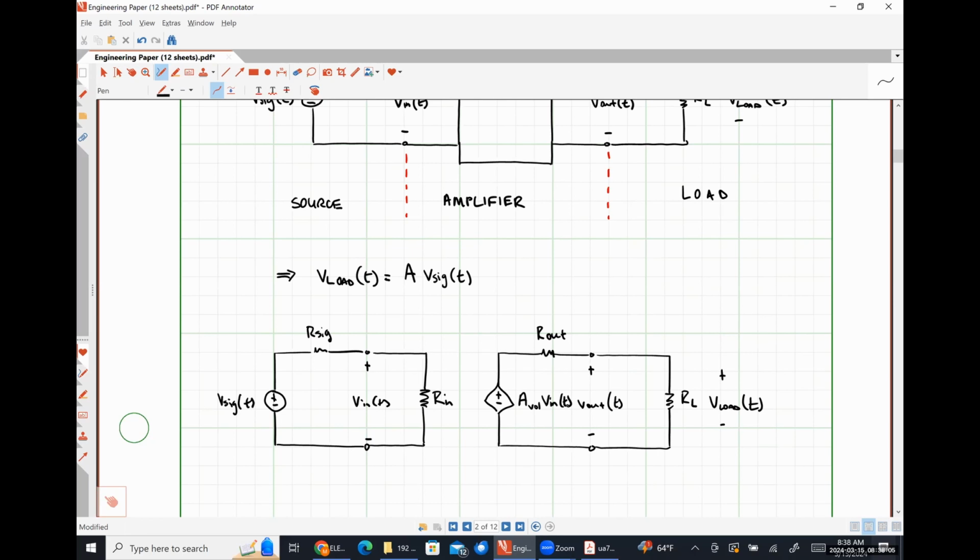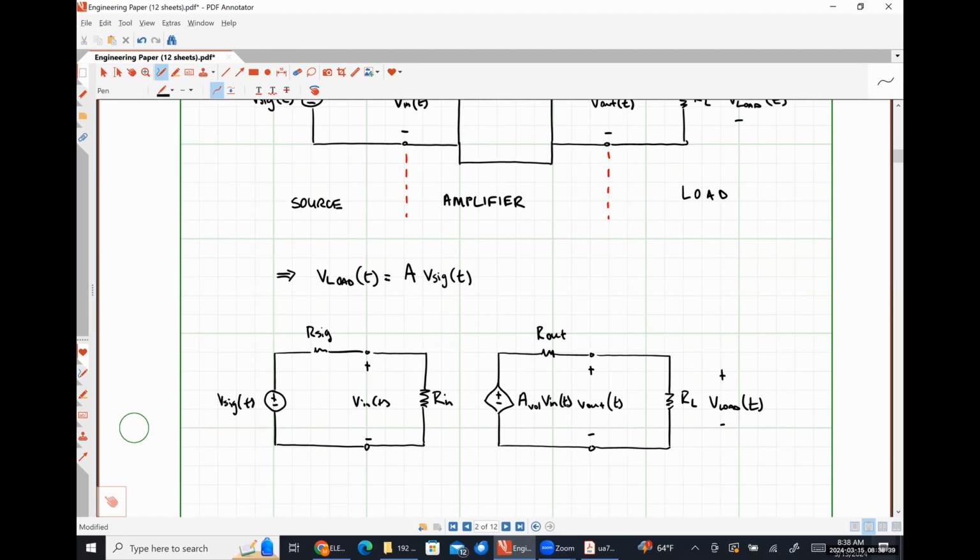So this simple model, which is called the practical amplifier model, is going to do a lot of heavy lifting in effectively all of the classes that you have where you're dealing with any type of voltage amplification. And we can do simple things like source transformations in order to turn this practical voltage amplifier model into a current amplifier model, or a transconductance amplifier model, or a transresistance amplifier model. They're all basically this exact same setup.